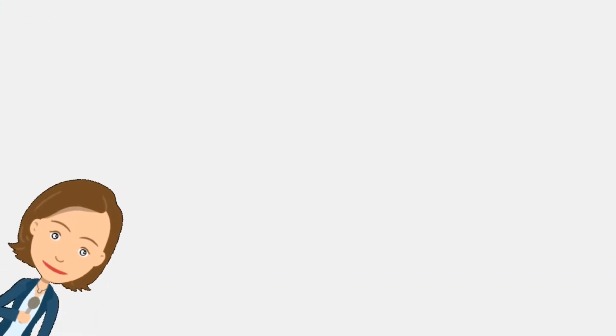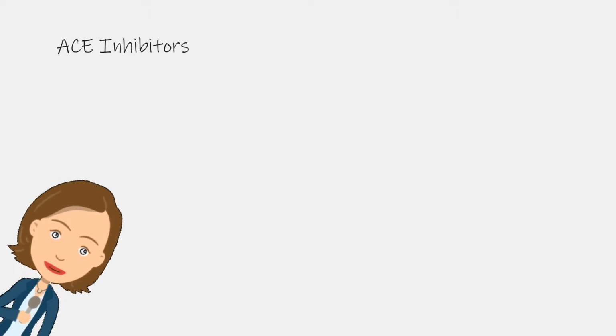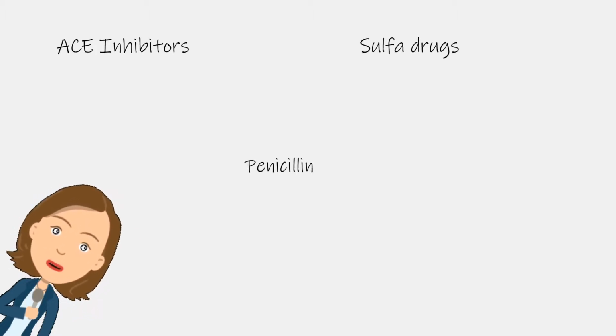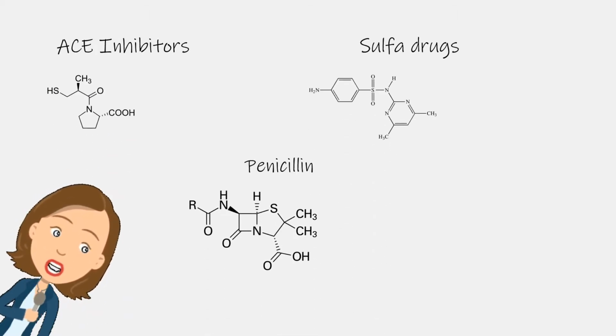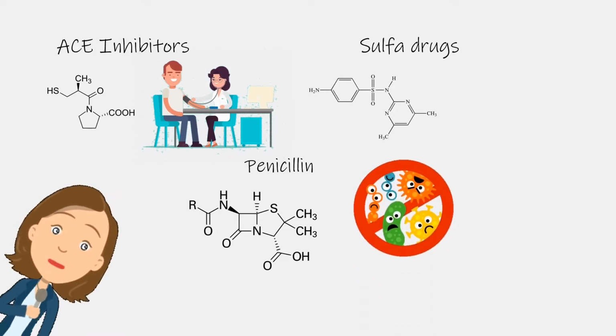Hello, for today's video, we are going to talk about prescription drugs that inhibit enzyme activity, namely ACE inhibitors, sulfa drugs, and penicillin. These three are common types of prescription drugs that have modes of action which involve enzyme inhibition. ACE inhibitors are used to treat high blood pressure conditions as well as several heart conditions. Sulfa drugs are a well-known family of antibiotics, and so is penicillin.